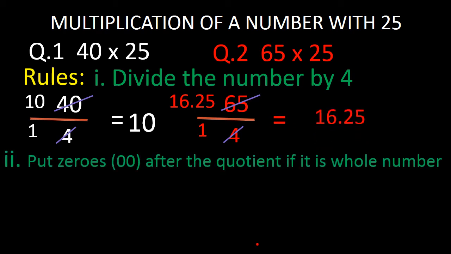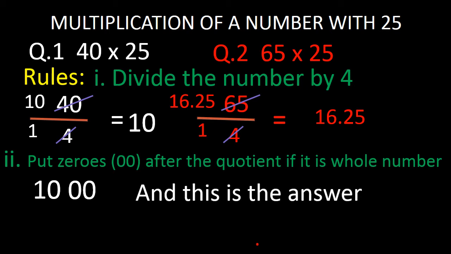Now you look to rule number 2. In rule number 2, I have written that put double zeros after the quotient if it is a whole number. If the quotient is a whole number, the quotient which we have obtained in the two questions. So in one question we have obtained a whole number, but in the second question we have obtained a fractional number. So this rule number 2 is concerned with question number 1. So we will put double zero with this quotient. The quotient is 10. Now put double zero. So our answer is 1000 for question number 1.